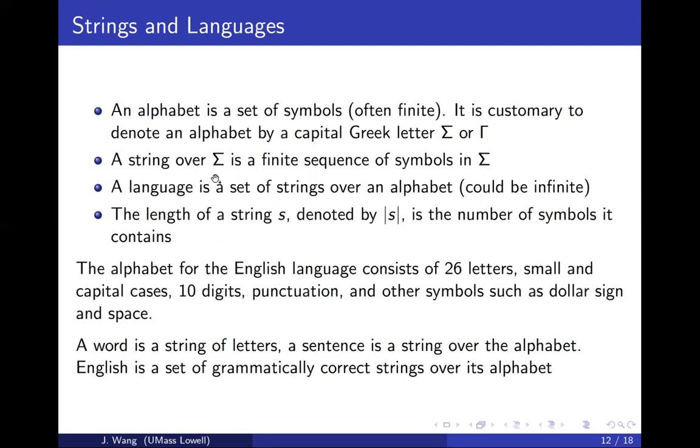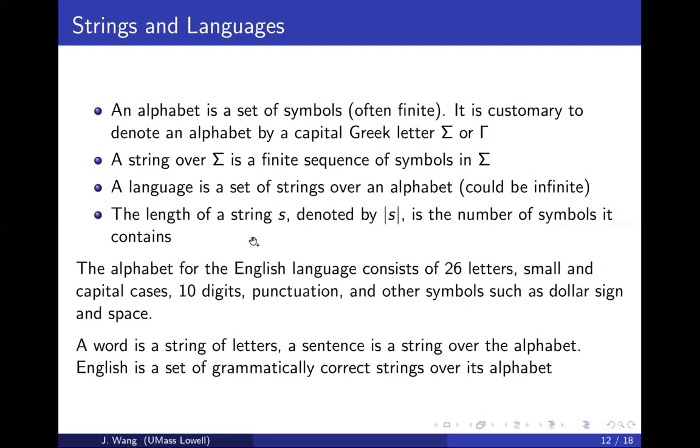And a string over sigma is a finite sequence of symbols. So it is a sequence, which means the order matters. It's a finite sequence of symbols, and this finite sequence could have the same symbol appear more than once. So a language then is a set of strings over an alphabet, which of course could be infinite.